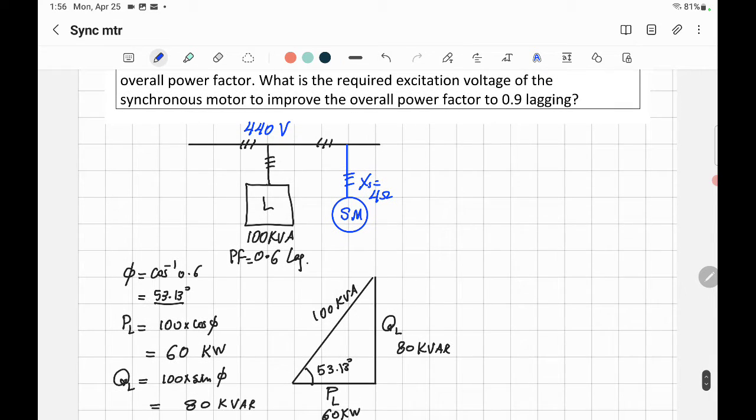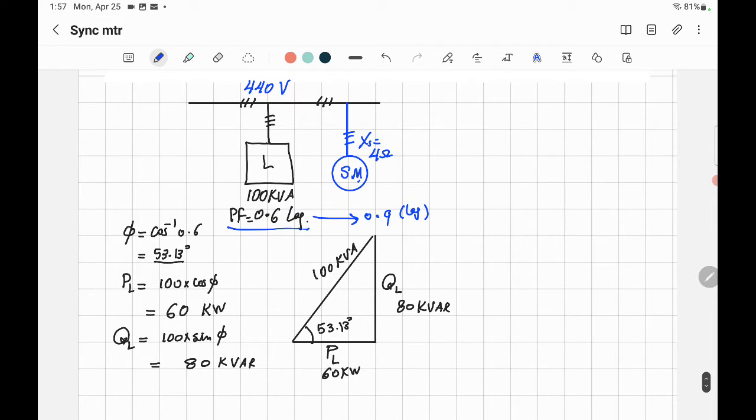But they want to improve this poor power factor from 0.6 to 0.9. So the question is, what is the excitation voltage of the synchronous motor that will help us to improve the power factor to 0.9 lagging? Okay. In the first part of the problem, you do not involve the machine as a machine. Just involve it as any element that will improve the power factor.